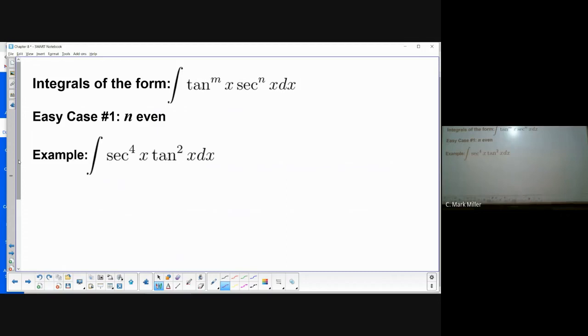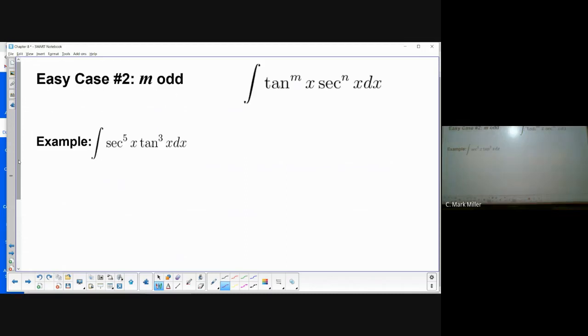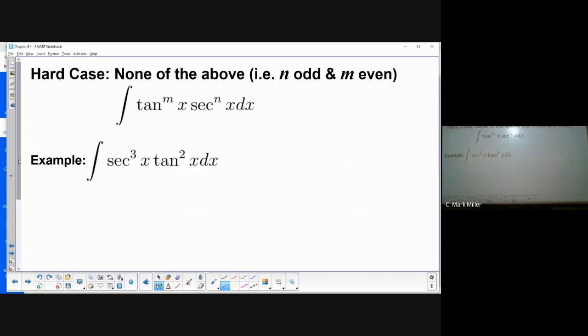These integrals of the form tangent to a power, secant to a power, have one easy case, two easy cases, and one not an easy case. This is not just messy, this is yucky. And we're going to do it. We are going to do this one, right?